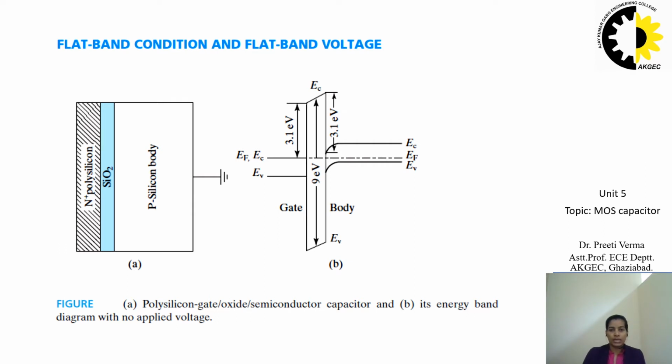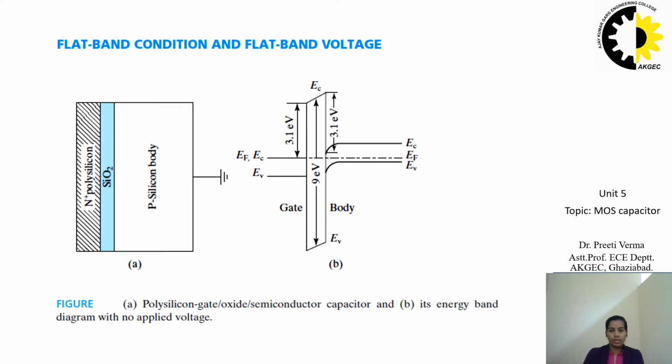The Eg of the SiO2. E naught, that is the vacuum level, is the energy state of the electron outside the material. E naught, the vacuum level of SiO2, is above the conduction band energy level Ec by 0.95 electron volts. The difference between E naught and Ec is called the electron affinity.